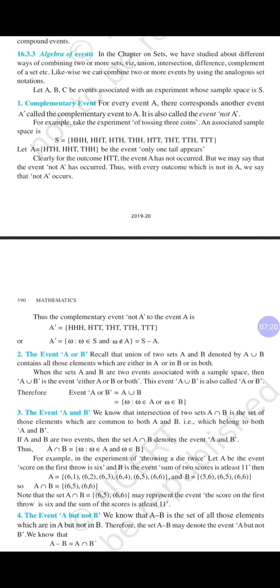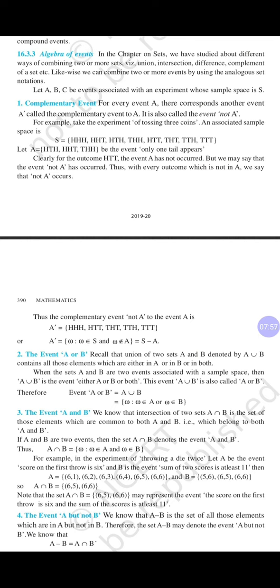Now let's come to event A or B. If you want some condition, and the element can be possible in set A or set B, then this is called event A or B. The element can be possible in A, can also be possible in B, and can also be possible in A and B both. So this type of event is called A or B.